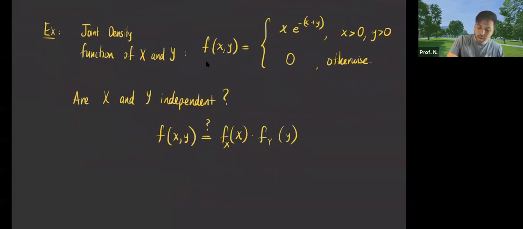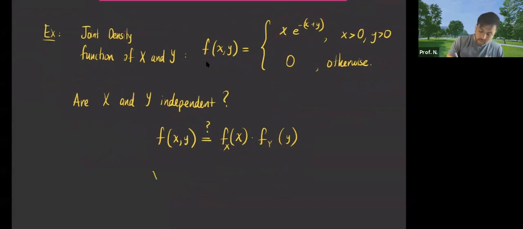Now, given our joint density function, is it possible for me to rearrange this in such a way that I have two functions, but one function is purely with x and the other one is purely with y?